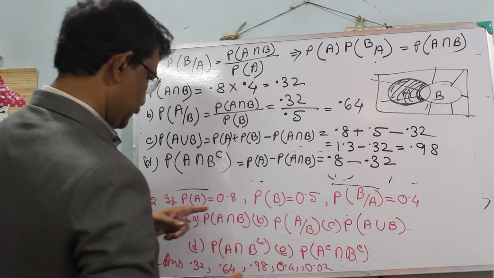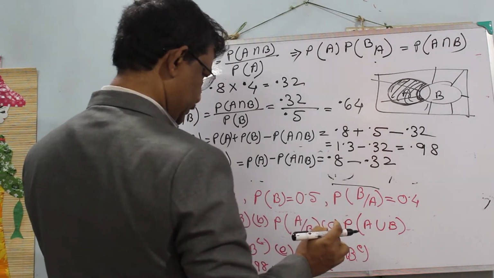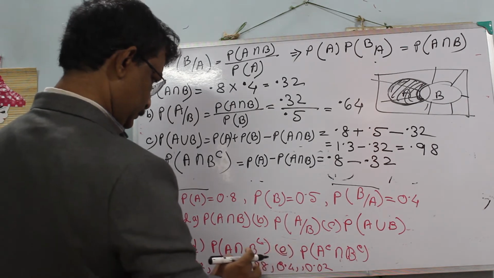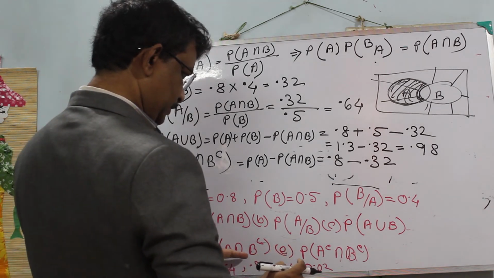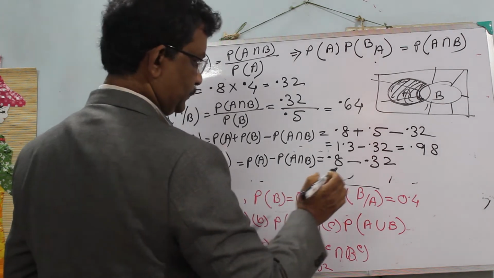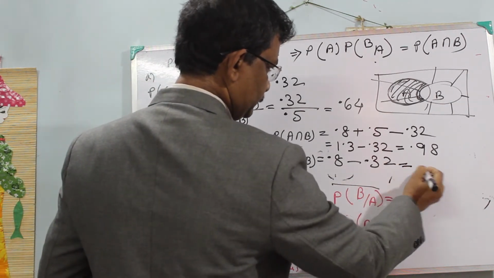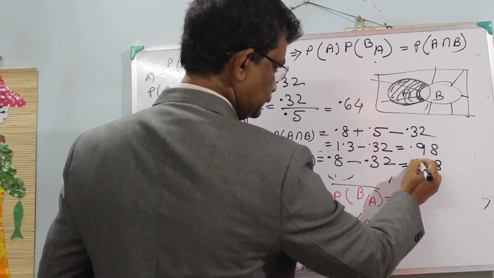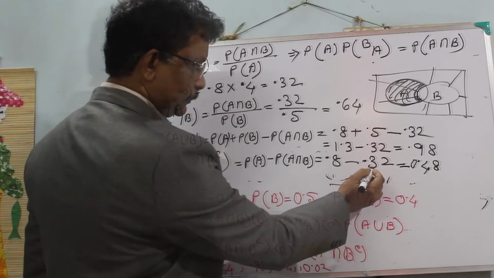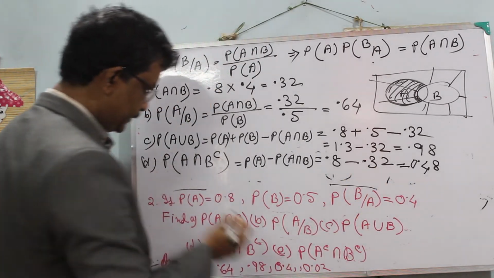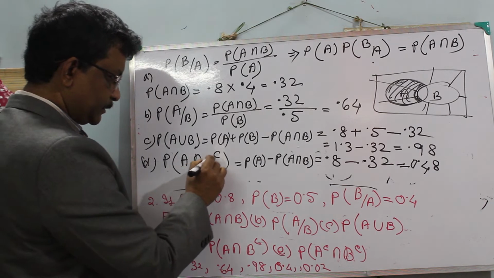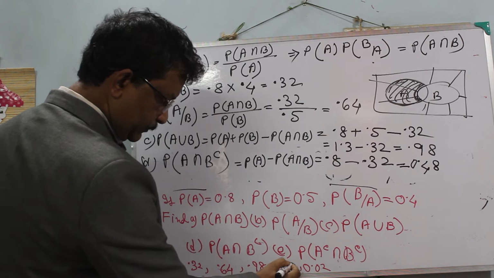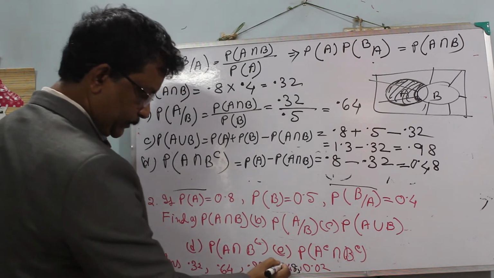Probability of A is 0.8 minus intersection B, this. So this equal to 0.48. There is a correction, 0.48 is the answer. Probability of A intersection B complement. Please correct the answer to 0.48.